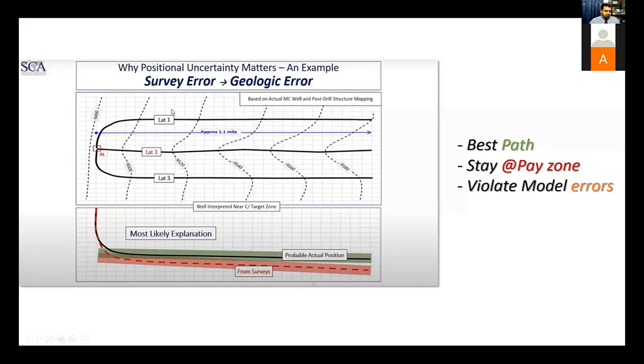So as you can see, with geological models there are very probable errors, as in the red path, because the probable actual path can be very different from it. And we stay in the pay zone, and we also account for model errors. So, turning to the errors we mentioned before about geological position changes and structural uncertainty.